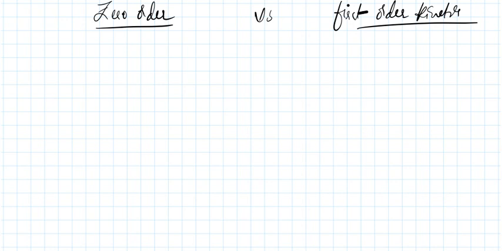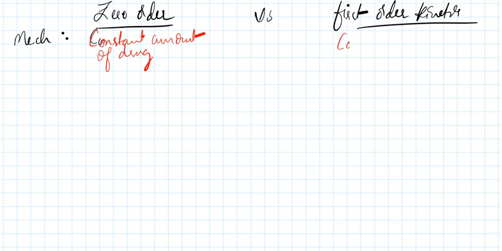See, what happens in zero order is, I'll write with red pen. See, a constant amount of drug is eliminated per unit of time. Here, in first order, a constant proportion of drug is eliminated per unit of time.